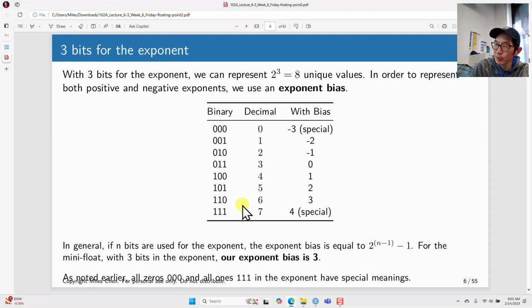With 3 bits for the exponent, I can represent 8 unique values, all zeros to all ones. We set aside all zeros for a special case. We set aside all ones for a special case. The remaining 6 values we use to represent the exponents. We're going to have half of those be positive, so we'll have 3 positive values, one of them will be 0, and the rest will be negative. So we have a bias of 3. Whatever my exponent is, I'm going to subtract 3 off of it, and 2 to that power is going to be my exponent.